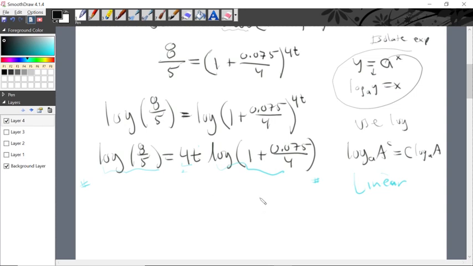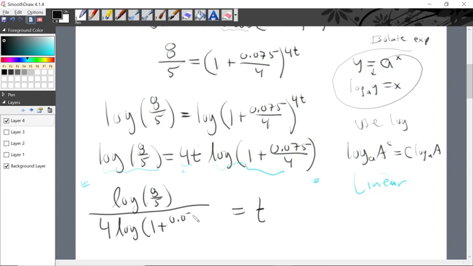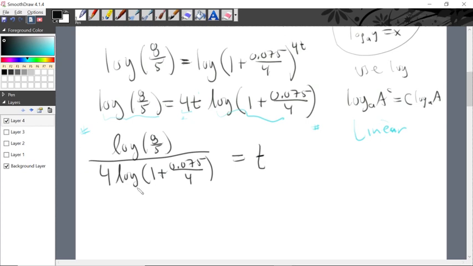So we can isolate t by dividing both sides by 4 and dividing both sides by this logarithm here. So we get the log of 8/5 divided by 4 log of 1 plus 0.075 over 4. This is all just a number here. And we can go now to the calculator to find an approximation for that number. So all this into the calculator. If you would use the natural log, it would look very similar, and your answer is going to come out the same anyway.